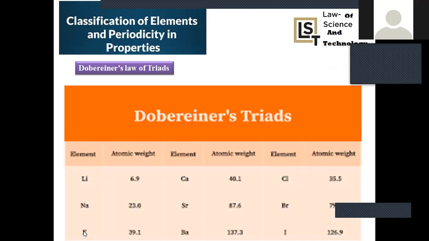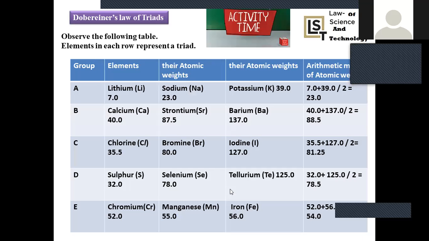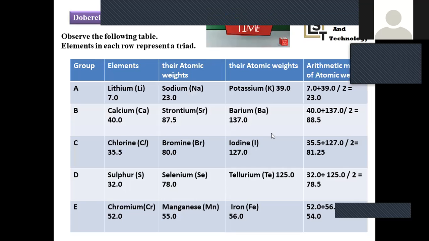But sodium is in the cluster of lithium, sodium, potassium. We can't categorize into sodium, silicon, chlorine. I'm giving a hint, but you have to solve this problem based on their atomic weight. The mean or average of the first and third element should be the exact mean of the central element. So that is the assumption which is given by Dobereiner triad. This is a question for practice. And this is the activity which is given in your textbook.